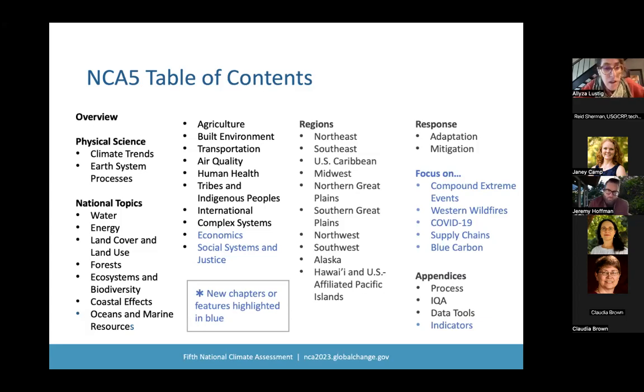The NCA table of contents has evolved over time, informed by user input. So NCA5 actually added 2 new chapters, one on economics and one on social systems and justice. We also have 5 new focus features that include compound extreme events, Western wildfire, COVID-19, supply chain, and blue carbon. Finally, we have a number of appendices, including one new one dedicated to climate change indicators.